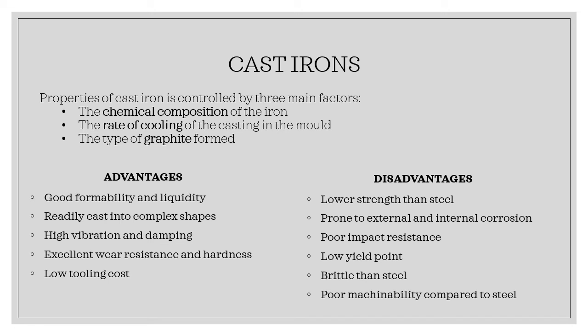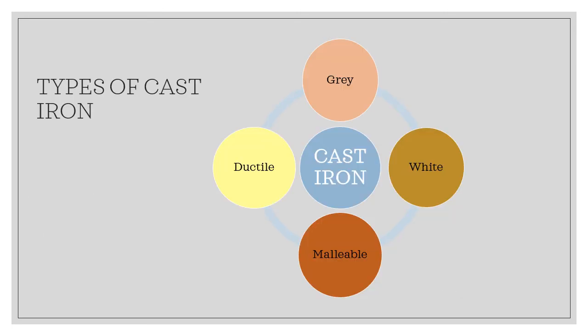Here are the advantages and disadvantages of cast iron. Cast iron has good formability and liquidity, and is usually readily cast into any complex shapes because of the properties above. It also has high vibration damping properties, excellent wear resistance and hardness, and low tooling cost. The disadvantages of cast iron are that it has lower strength than steel. Usually it is prone to external and internal corrosion, has a low yield point, and is more brittle than steel.